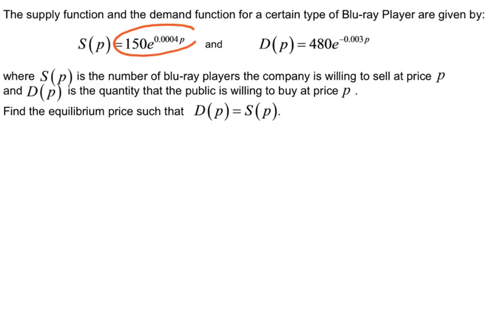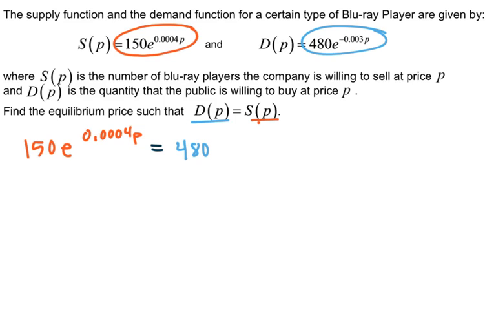So looking here, I have a supply, I have a demand, and we want the demand to be equal to the supply, so I'm going to set them equal. I have 500 e to the 0.0004 P. That needs to equal 408 e to the negative 0.003 P. Okay, so we need to isolate P, and we have two P's. They're both in the exponents.